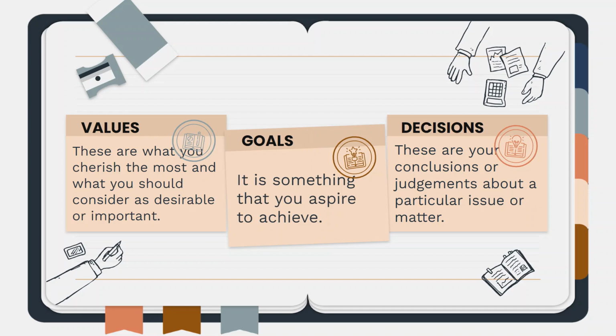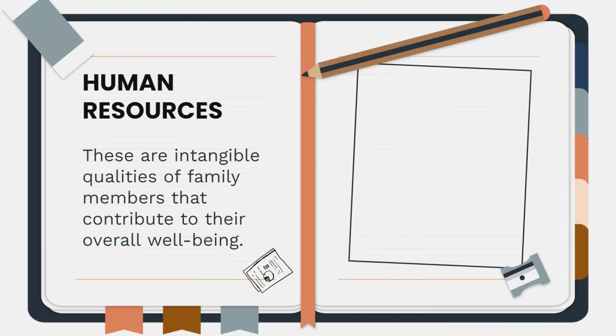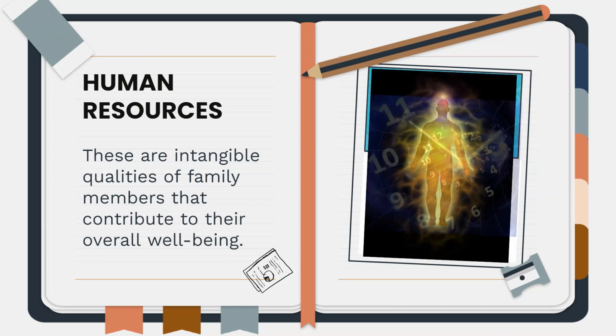Family resources can be classified as human and non-human qualities or elements that are used to meet the needs and wants of each family member. They may be tangible or intangible. Human resources are intangible qualities of family members that contribute to their overall well-being. Human resources are developed through education, skills, attitude, knowledge, energy, and time.